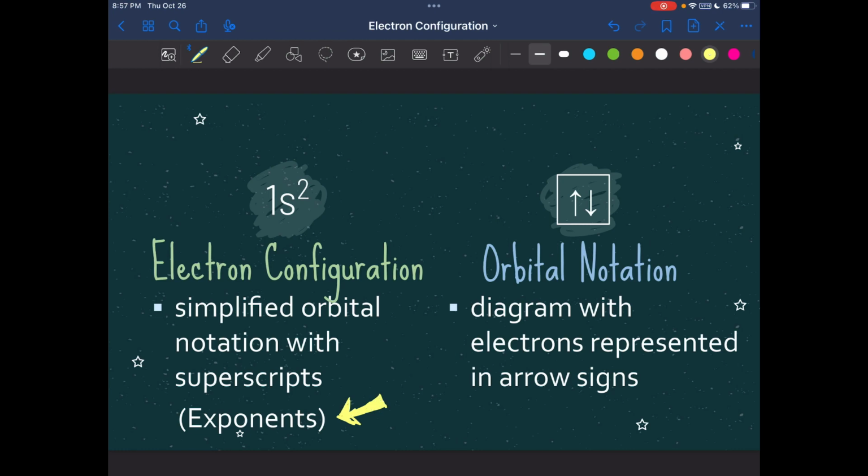The next one is called the orbital notation. It's a diagram with electrons represented as arrow signs. So the main focus about orbital notation is the arrow signs. Very important. So if I were you, I would focus mainly on these specific terms. Feel free to pause the video before you move on to the next part.